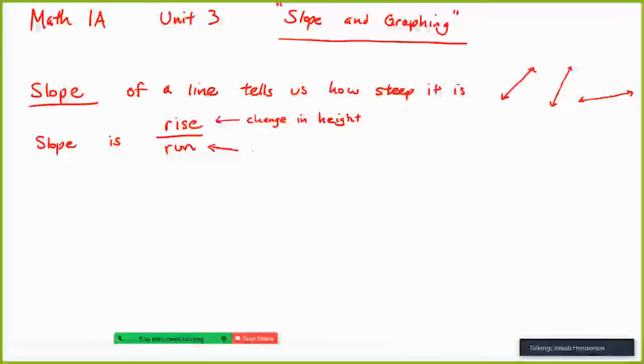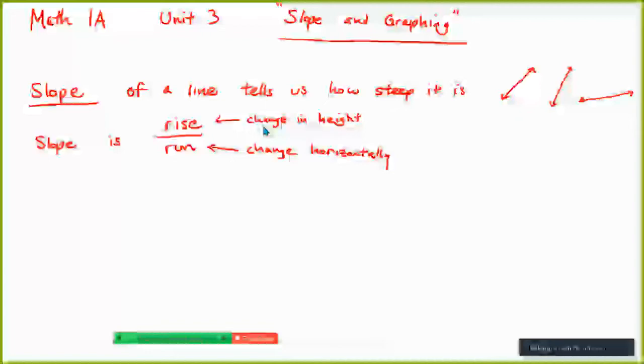And run means the change left and right, or the lateral change. Like when you watch football or play football, the run is the distance from where the ball started to where it ended at that play. So left to right. Let's say the change horizontally. So those are the two different changes we're going to be looking for in our graphs or with our equations and our points, a change in height and then a change horizontally. Rise over run.